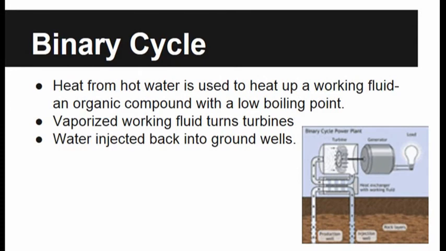In binary cycle, hot water is used to heat and vaporize a working fluid, which is an organic fluid with a low boiling point. This vaporized fluid powers turbines. The water is then returned back to the wells. This is the most efficient method because it can be conducted at a low temperature, 225 degrees, and generates the most power.